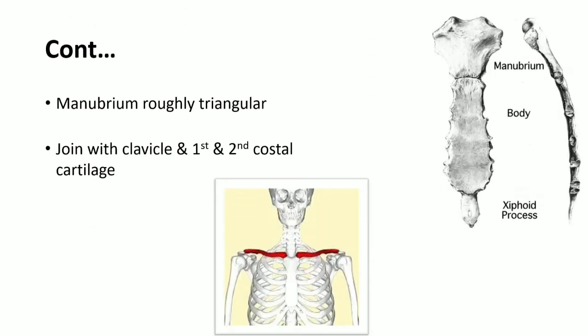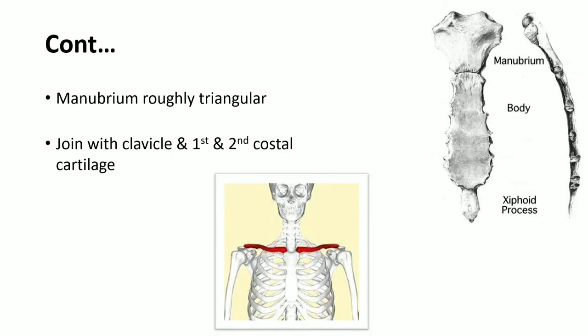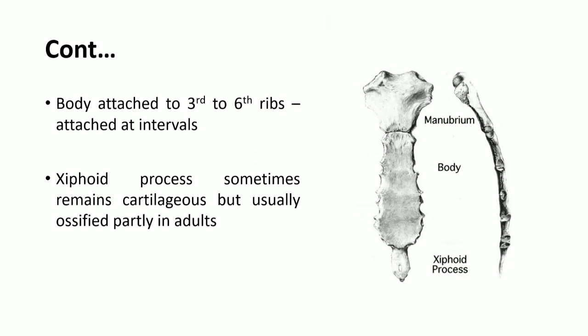The manubrium is triangular in shape and it joins with the clavicle as well as the first and second costal cartilages. Whereas the body is attached to the third to sixth costal cartilages of the ribs. The ribs are attached to the sternum at intervals, meaning there is some gap between their attachments. The xiphoid process sometimes remains cartilaginous, but it is usually partly ossified in adults.